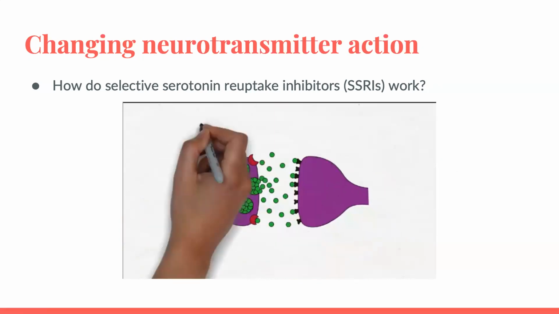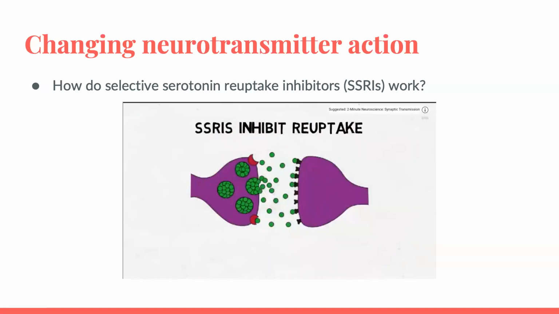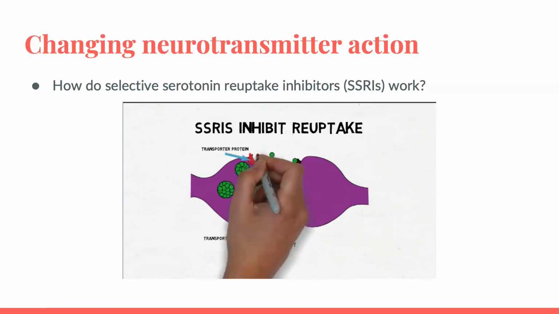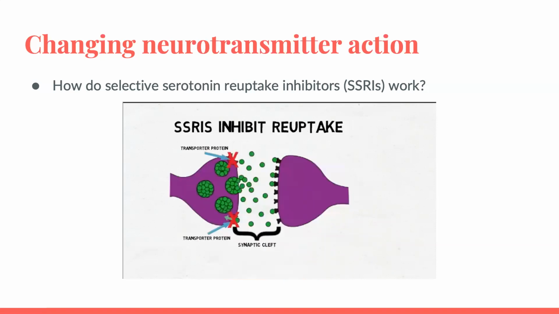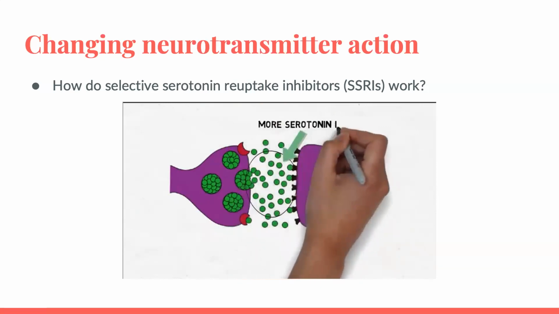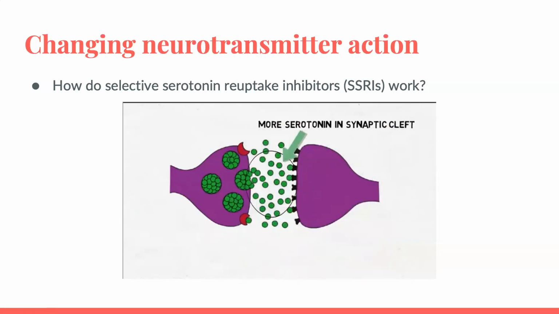SSRIs work by inhibiting a mechanism called reuptake. In reuptake, a protein called a transporter transports excess neurotransmitter molecules out of the synaptic cleft, usually back into the neuron that released them. SSRIs inhibit the reuptake of serotonin. By inhibiting the removal of serotonin from the synaptic cleft, this causes levels of serotonin in the synaptic cleft to rise. These increases in serotonin levels have been hypothesized to be the mechanism by which SSRIs can treat the symptoms of depression.